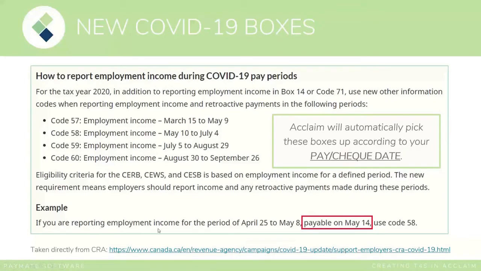So if you are reporting employment income for the period of April 25th to May 8th, payable on May 14th, use code 58. So you can see here, code 58, May 10th to July 4th, because it's payable on May 14th, is going to fall under this box instead. Acclaim will automatically pick these boxes up according to your pay and check date, so there's no additional things that you need to do when you're generating your T4s. Just make sure that this is what you're going to be doing.